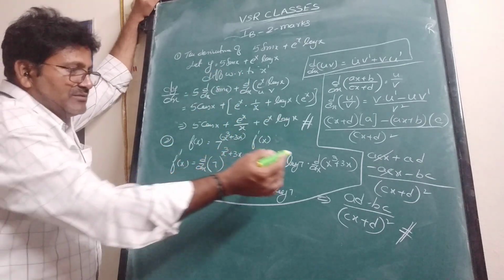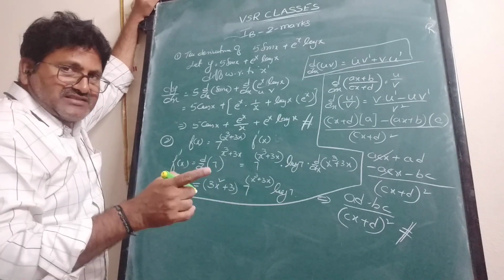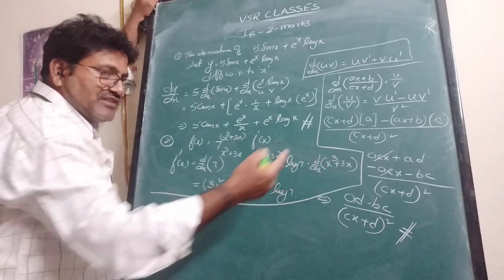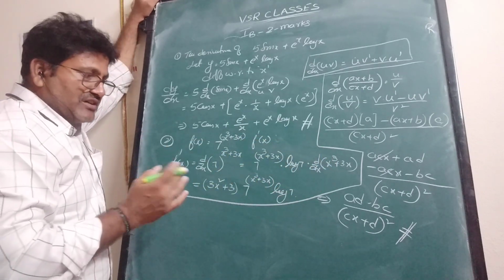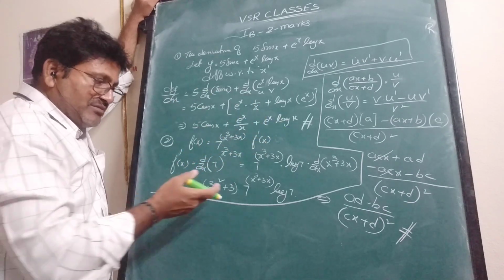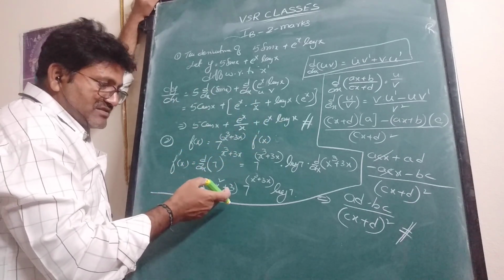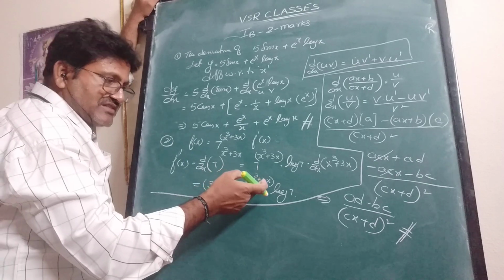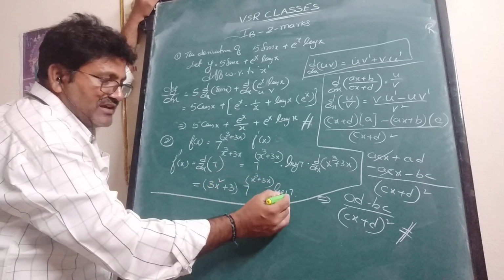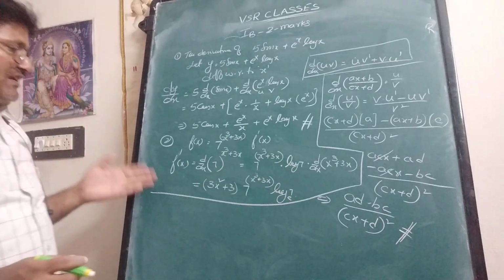Now I will take the derivative: the derivative of x cube is 3x square, and for the derivative of 3x, 3 is a constant, outside we can keep it. Derivative of x will be 1. So it is 3x square plus 3 into 7 power x cube plus 3x and the log 7 to the base e. That is your result for that.